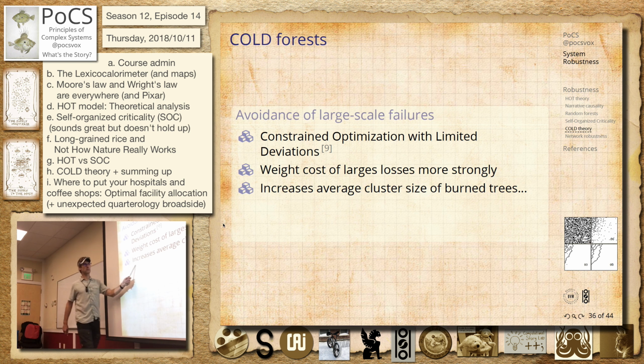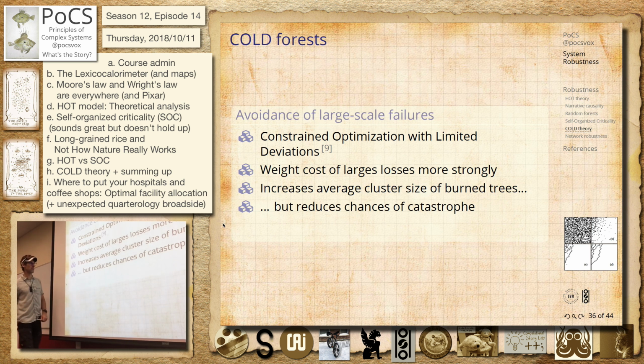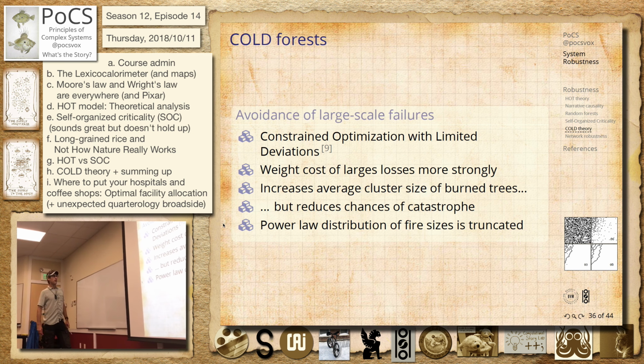So what that does mean, as I said the other day, is that the average forest fire, for the forest fire example, is going to be larger, but you'll never get a gigantic one. So it takes away the chance of catastrophe. Okay, that's a Mark Newman paper. We're going to talk about Mark a fair bit.